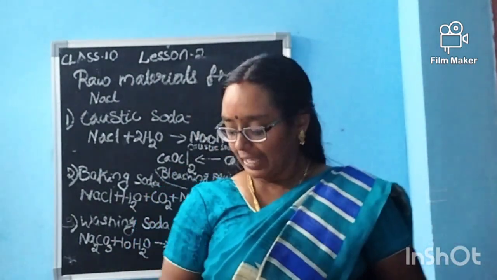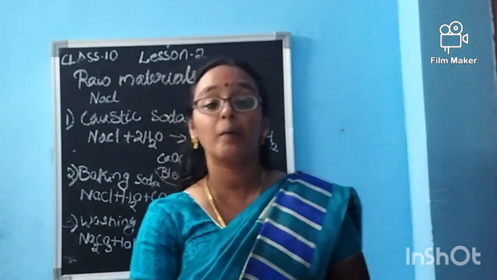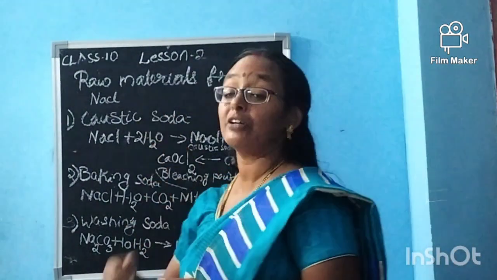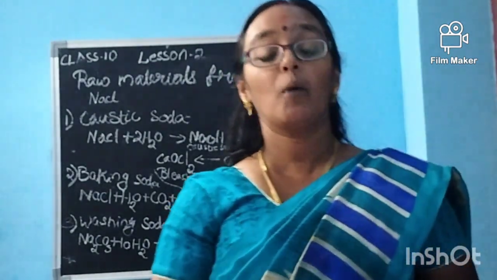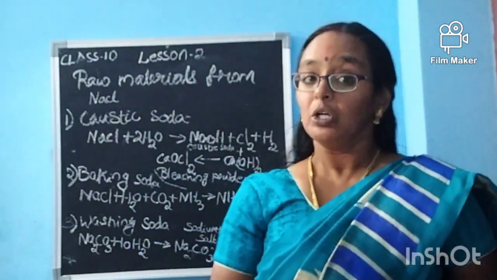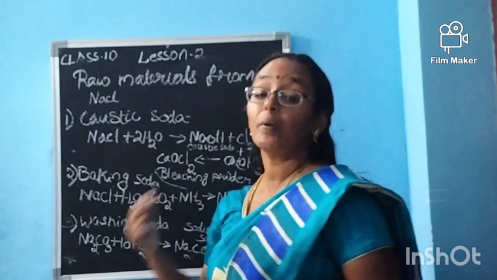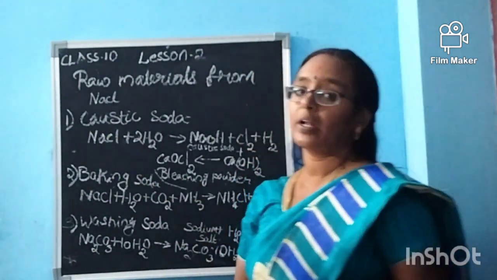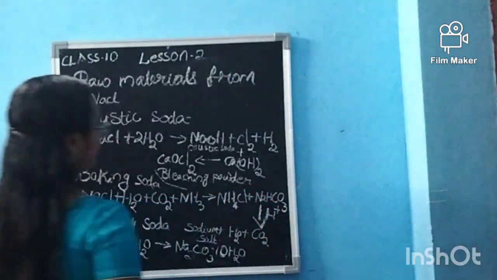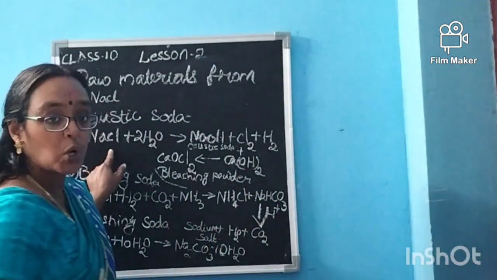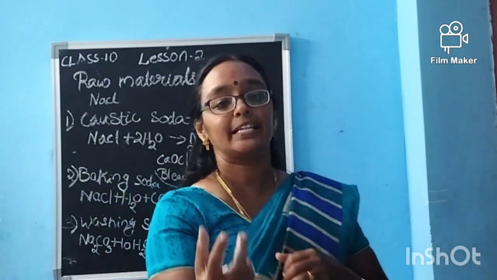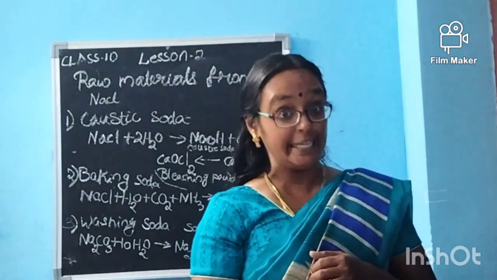Now we are moving on to see what things we are getting from common salt, that is sodium chloride. From sodium chloride we are getting a lot of things. Caustic soda is the first one. When sodium chloride is dissolved in water, we call it brine.